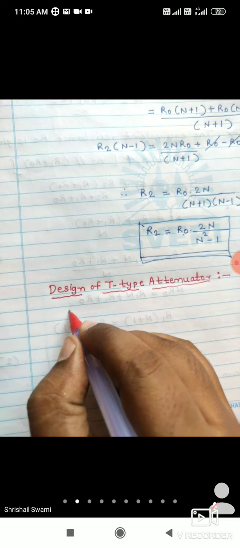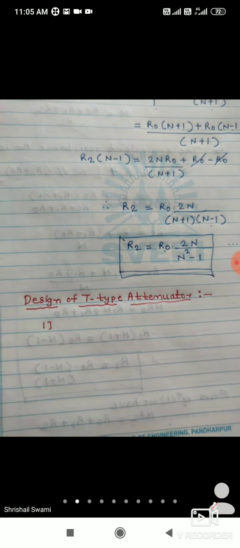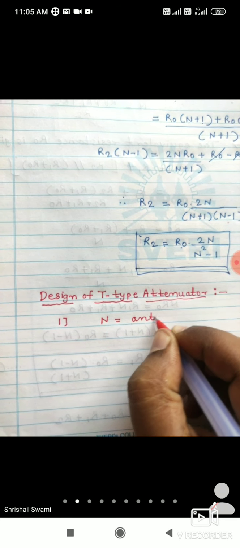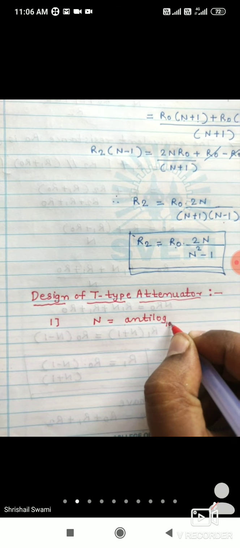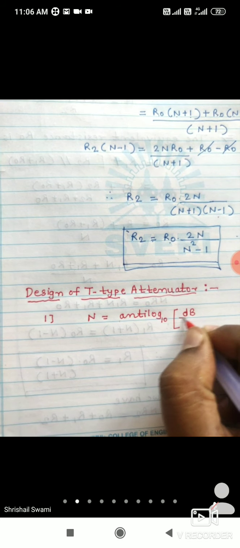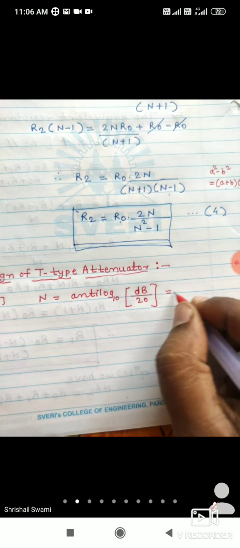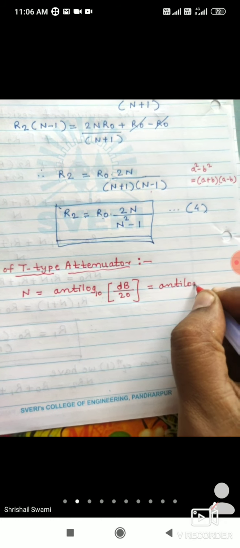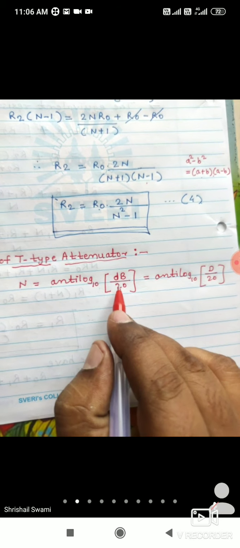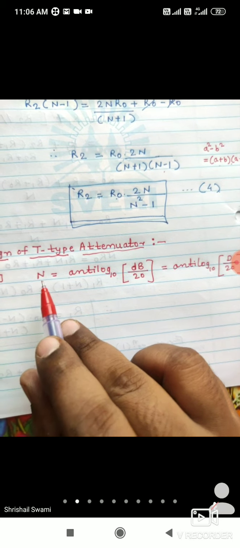So what are the formulas we require? First of all, we require to convert decibel into Napier. That is N is equal to antilog of base 10, decibel divided by 20, that is capital D divided by 20. Look at how many dB are given, divide by 20, and take the antilog. It will give the value of N.